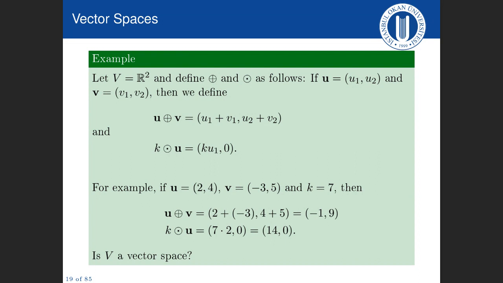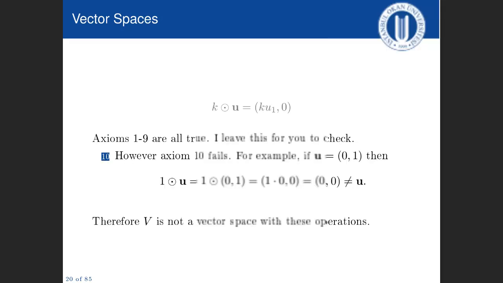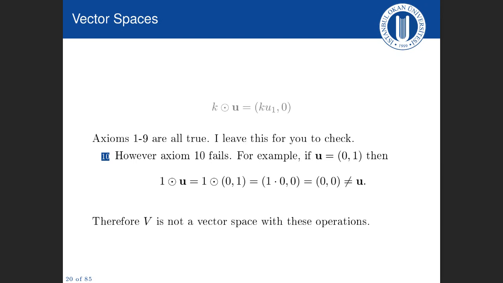The question is: is V, together with these two operations, a vector space? Well, I can tell you that axioms 1 to 9 are all satisfied, but I'm going to leave that for you to check. I want to talk only about axiom number 10. And axiom number 10 fails. Axiom number 10 is not true.